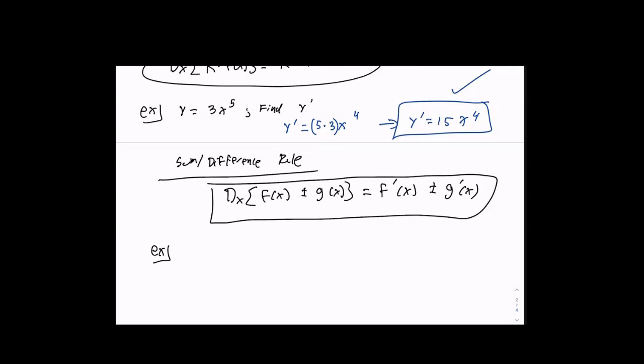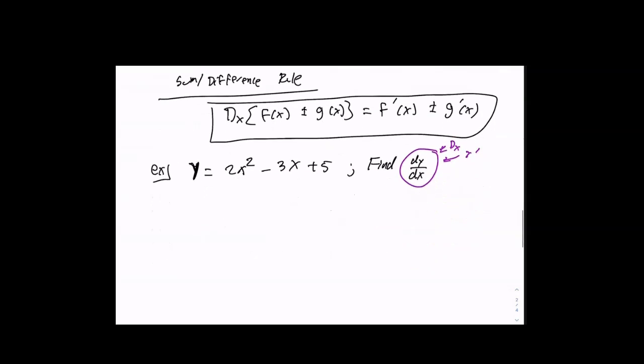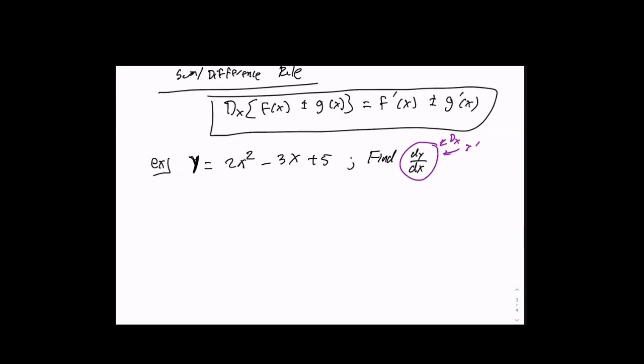For example, y is equal to 2x squared minus 3x plus 5. Find dy dx. I'm trying to show you these new notations. They all mean the derivative. dy dx is the last notation for derivatives that we typically use. It just means a derivative again. So dy dx is, and we just take the derivative.